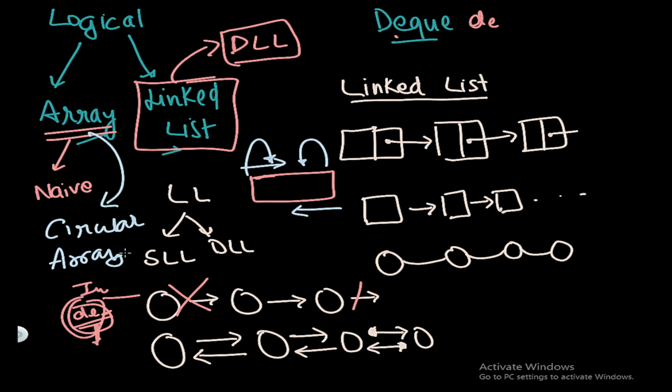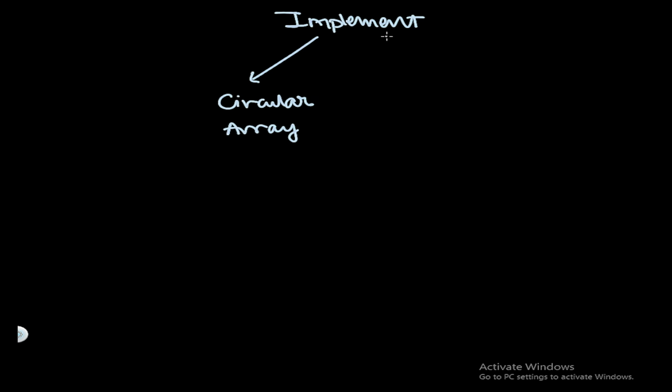Let me clear this one and write more cleanly here. So how can we implement DQ? Either we can use a circular array or we can use a doubly linked list. So these are the two ways in which we can implement our DQ.